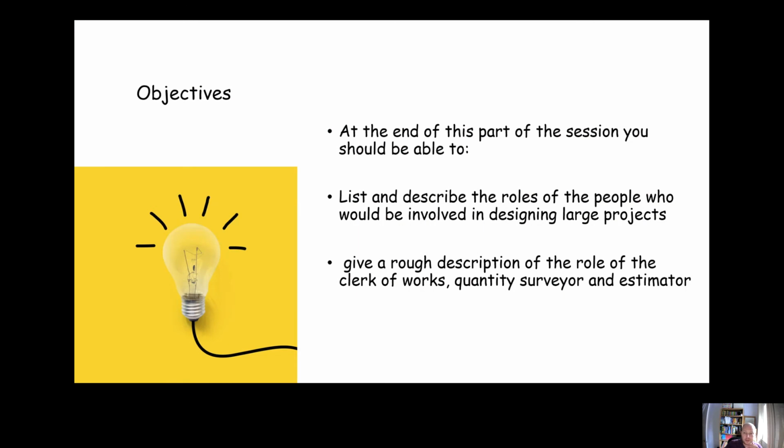At the end of this part of the session, I want you all to be able to list and describe the roles of the people who've been involved in designing large projects, and also give a rough description of the role of the clerk of works, quantity surveyor, and estimator.